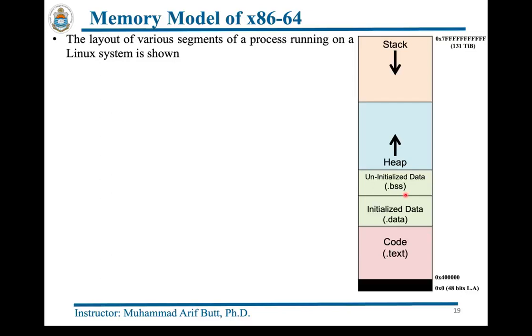And above this data section we have the heap. And you all know that heap is a dynamically resizable region of memory which is allocated to a process on request. And in C or C++ you might have used the malloc and the new operators for using the heap area. In x86-64 Linux, this region can grow to very large sizes, and the limit is imposed by the sum of physical memory and swap space.